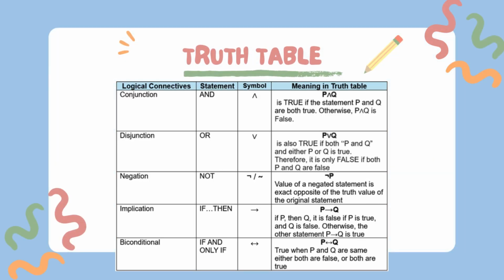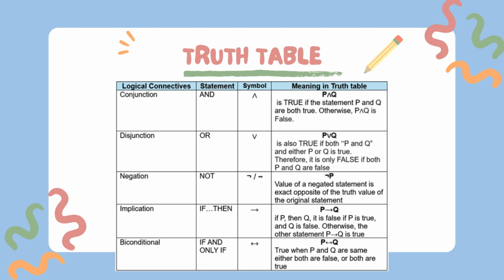Truth table. A truth table is a mathematical table used in logic which sets out the truth value of the logical expression on their functional arguments. The truth table can be used to show whether a proposition is true for all legitimate input values, logically equivalent, or logically implies. For a conjunction, the truth table is true if the statements P and Q are both true. Otherwise, P conjunction Q is false.